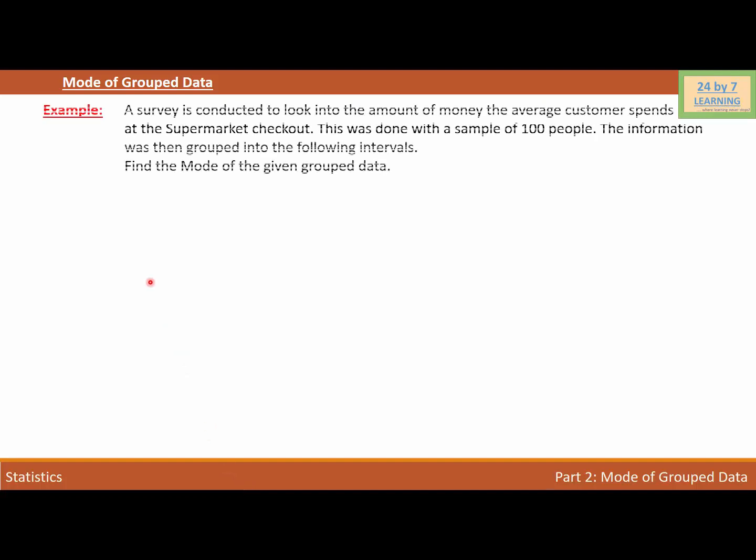Mode of group data. Example. A survey is conducted to look into the amount of money the average customer spends at the supermarket checkout. This was done with a sample of 100 people. The information was then grouped into the following intervals. Find the mode of the given data.